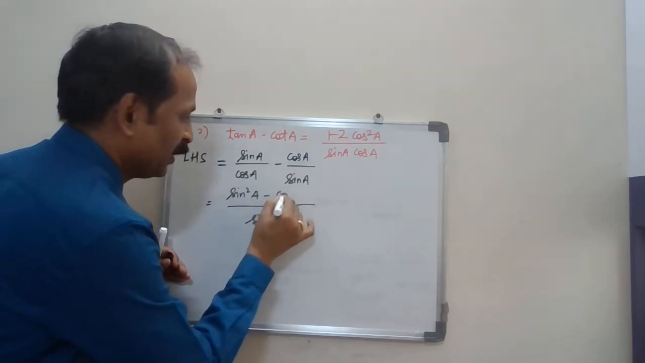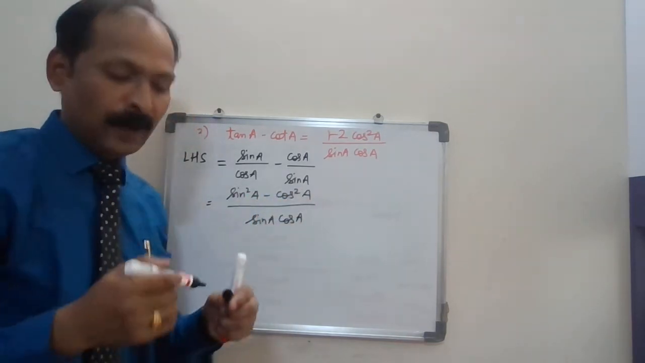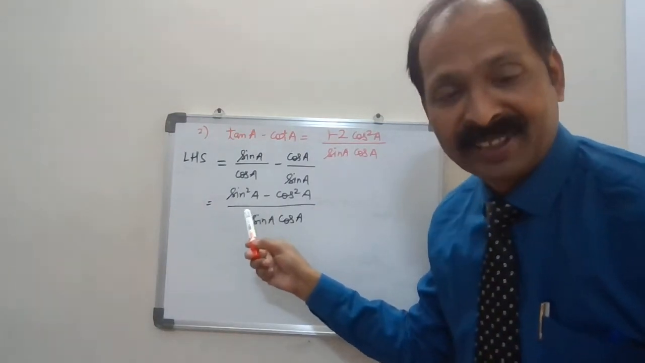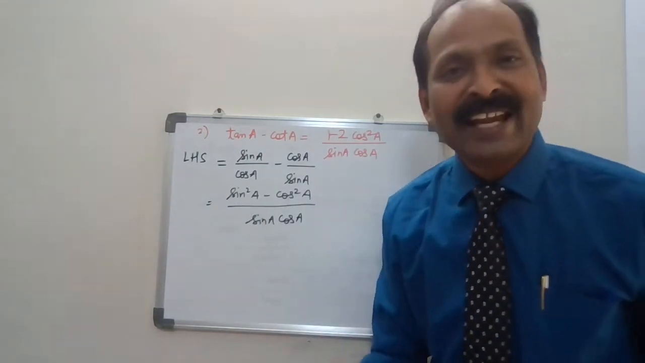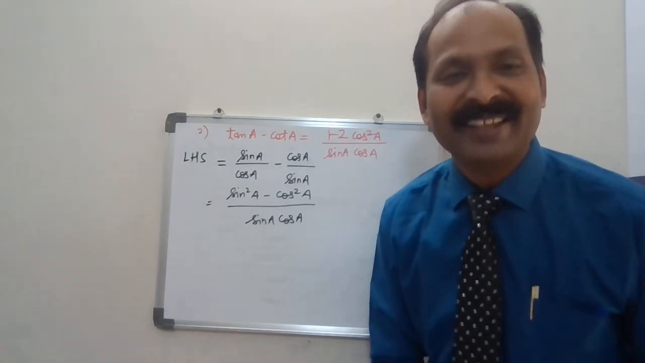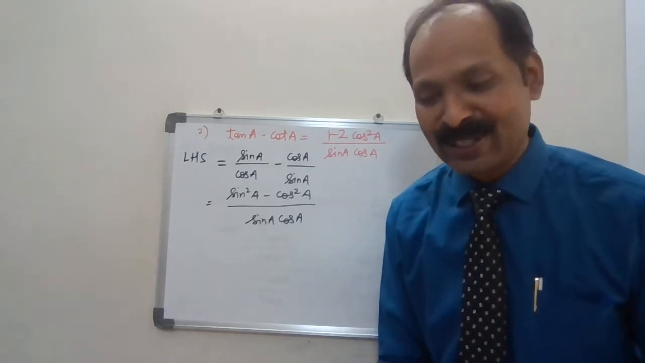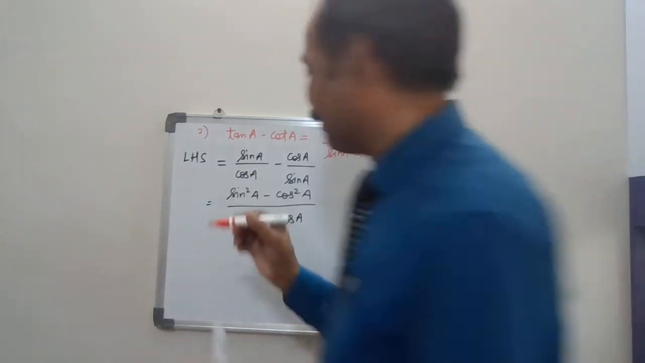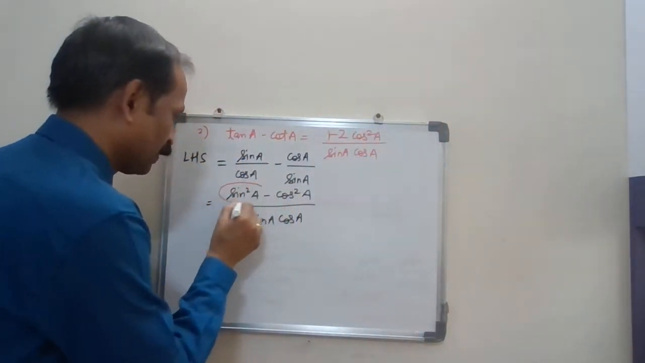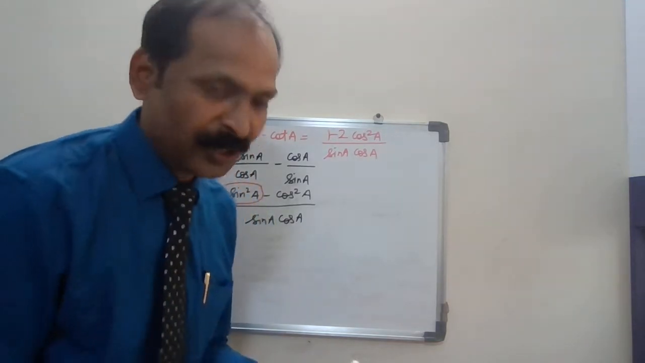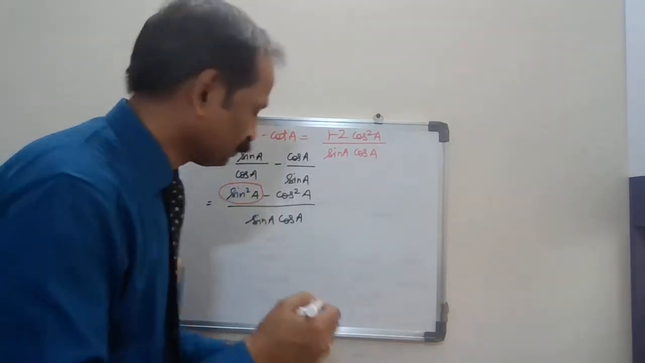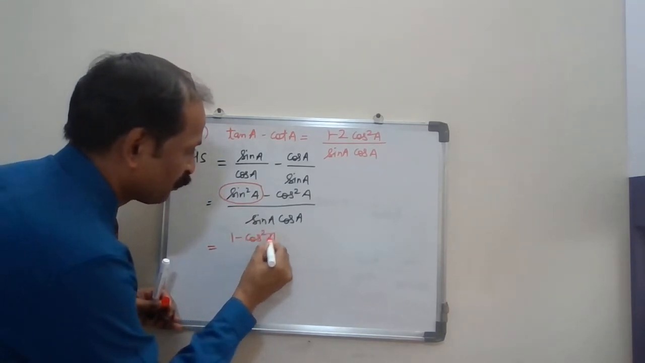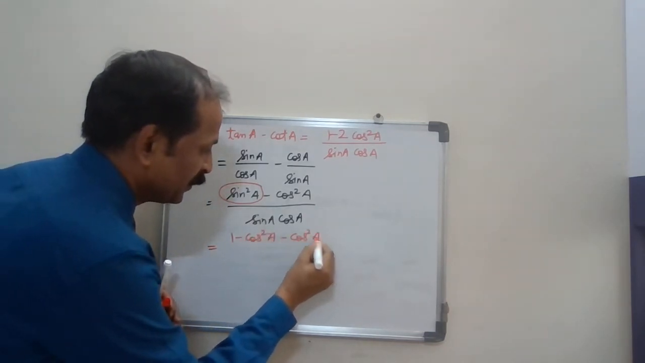Sine square A minus cos square A. Now, as you don't need sine square A here, and just now I told you that sine square A has a relation with cos square A, and that is an identity. So 1 minus cos square A. So it will become easy for you now. So what am I changing? I am changing sine square A because this is unwanted. So unwanted stuff you have to remove. So 1 minus cos square A minus cos square A.